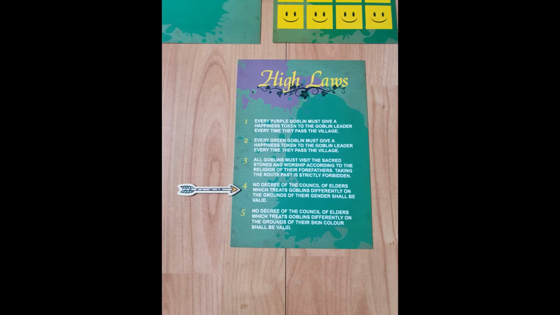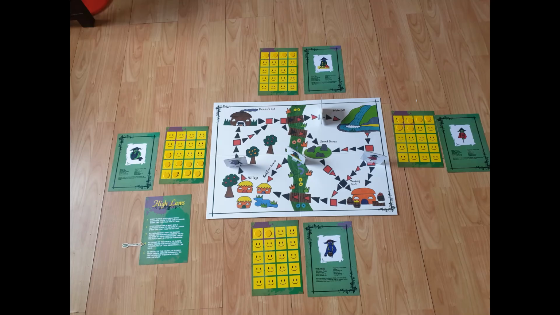After and only after the high law has been chosen, the players turn over their character cards. This is important because in choosing, the leader does not know what traits their goblin character has. The players then take turns to roll the dice and move around the board.